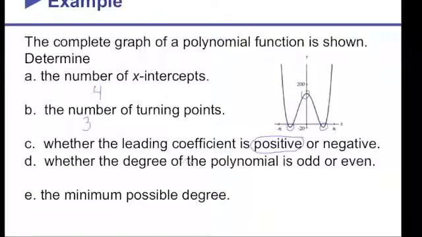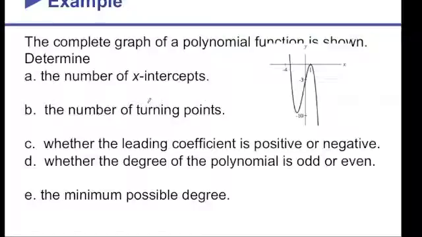Is the degree of this polynomial function odd or even? Since both end behaviors go the same direction, it is even. And the minimum degree, well, it has 4 x-intercepts, and 3 turning points, n minus 1, so our minimum degree is 4.